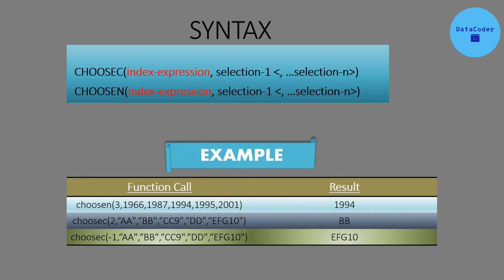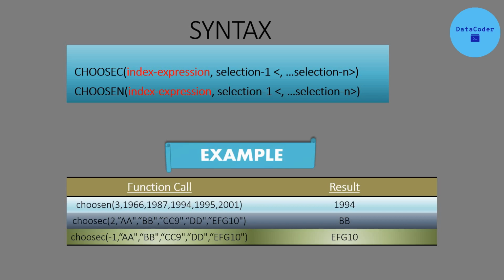In the first example, the function call is CHOOSEN. 3 is the index value we have provided. So, from the second argument it will search for the index 3. The second one is the first index, third one is the second index, and fourth one is the third index. So we will be getting the result as 1994 because that is the third index point value.